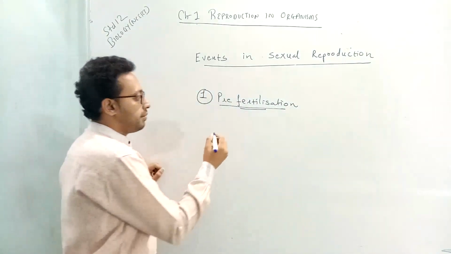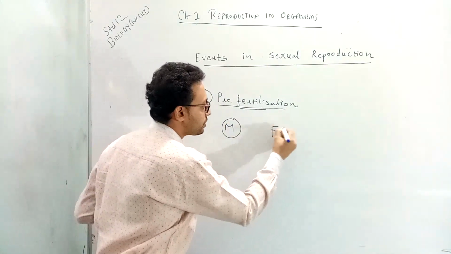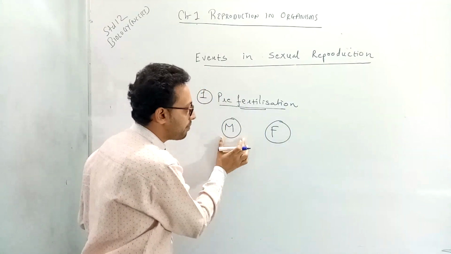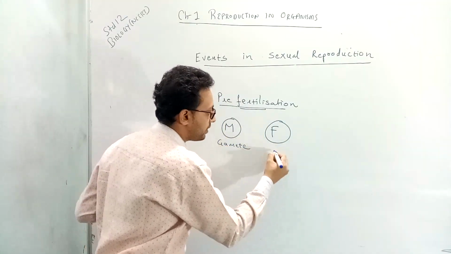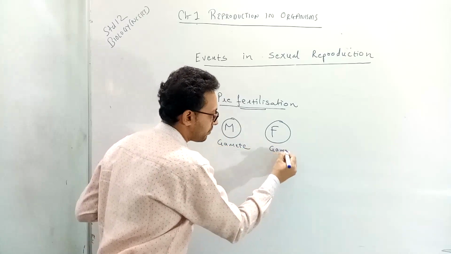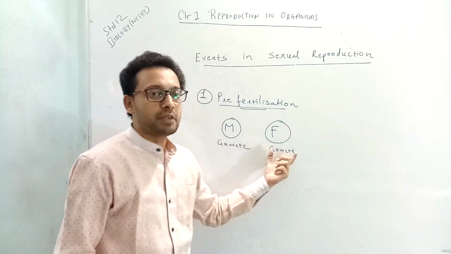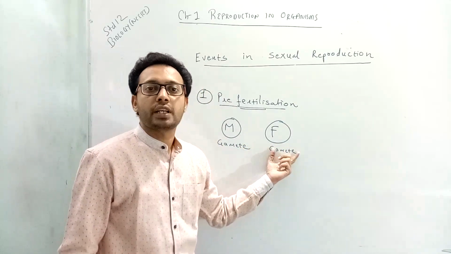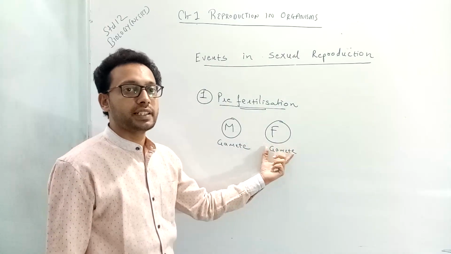Here two types of gametes are going to be produced. Most of the organisms produce two different types of gamete. One is a male gamete and the second one is a female gamete. A male produces a male gamete, a female produces a female gamete. That is what usually happens, but that is not the case in all the organisms.